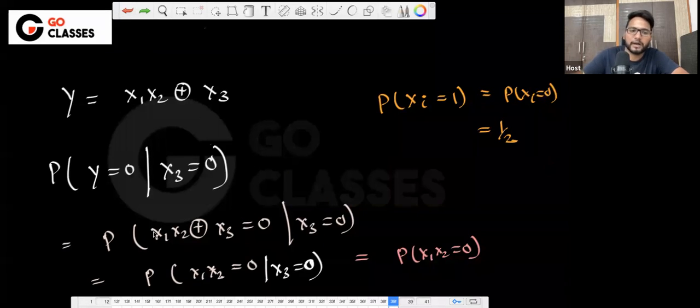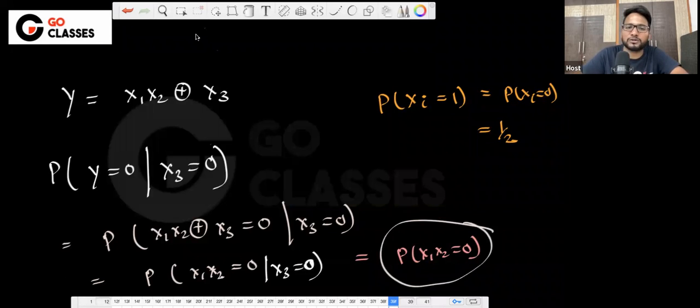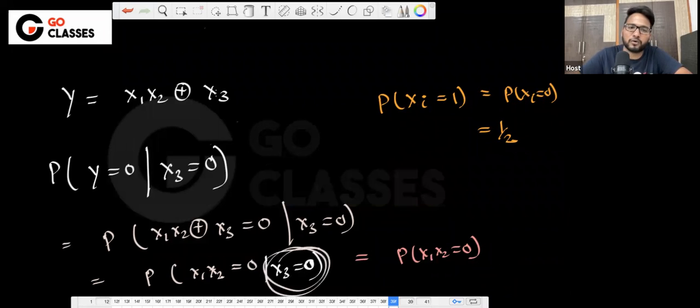In almost every question it happens that you arrive at this conclusion directly, but I want to make sure that this is not the general thing that we can do. You have to go through the process. You can't directly omit this x3 equal to 0 dependency. Cool. Nice point. So now you can calculate this.